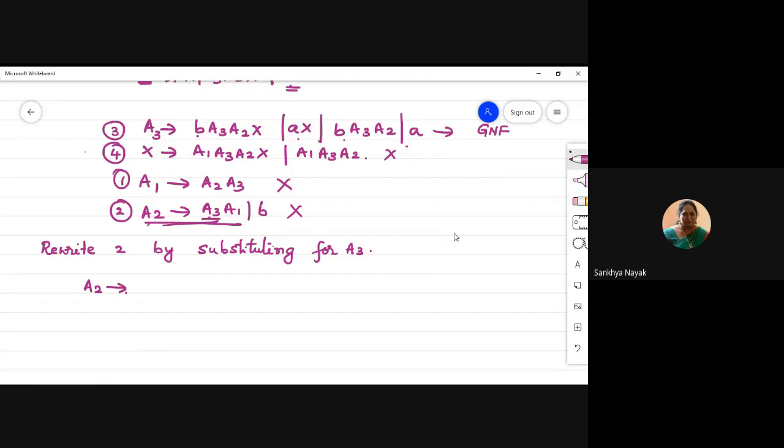Okay. And substitute for A3. What are the terms for A3? You have 1, 2, 3 and 4 terms for A3. So B A3 A2X and then follow it on with A1. Similarly, AX A1, correct? And what else is there?